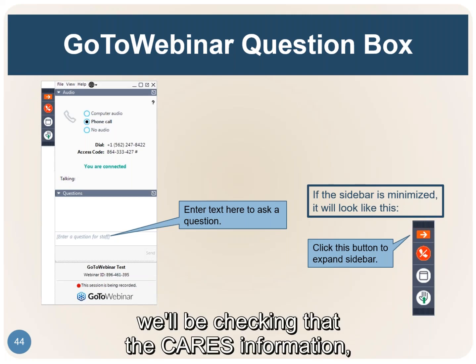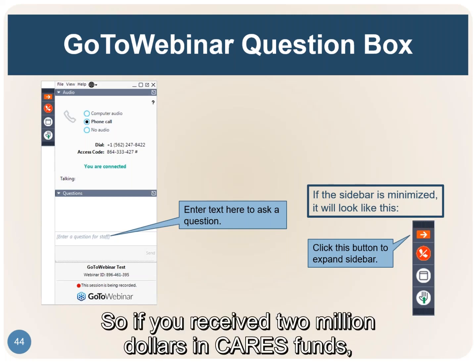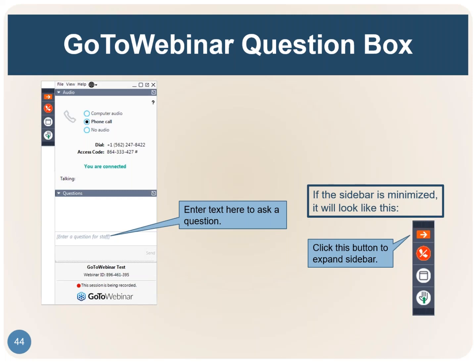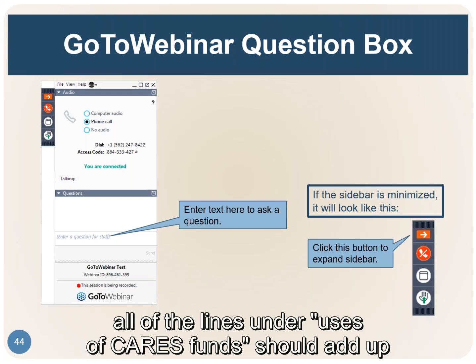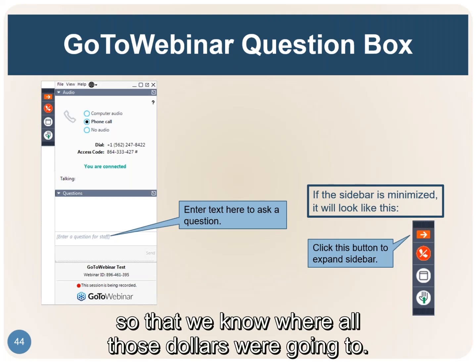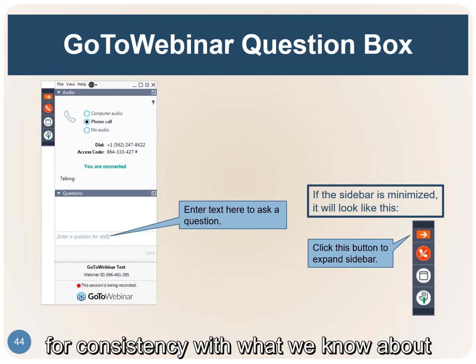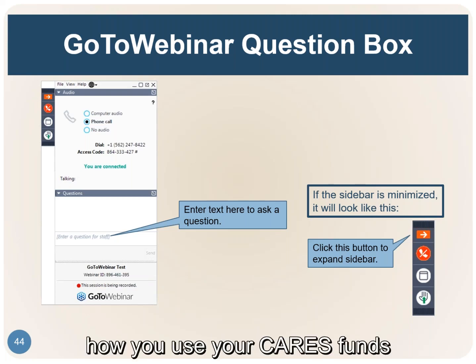When we check it, we'll be checking that the CARES information, as I mentioned earlier, is internally consistent. So if you received $2 million in CARES funds, all of the lines under uses of CARES funds should add up to $2 million so that we know where all those dollars were going. We'll also be checking it for consistency with what we know about how you used your CARES funds from your other reports.